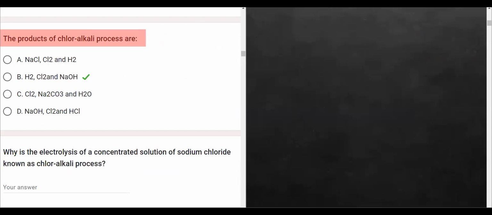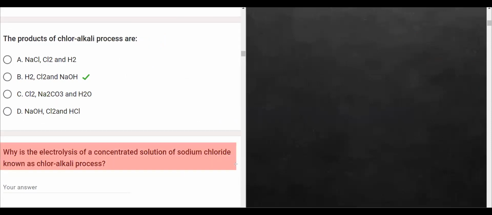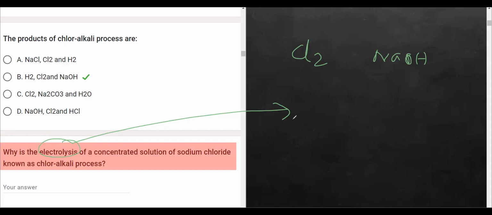Now in the next one, as you can see, the question is why the electrolysis of a concentrated solution of sodium chloride is called the chlor-alkali process. Well, I told you the word chlor has come from its product, chlorine, right? And sodium hydroxide is an alkali, right? A base which is soluble in water is called an alkali, and therefore this is called the chlor-alkali process. Well, you should also know what electrolysis is. Electrolysis is passing electricity through an electrolyte. We can do more questions.